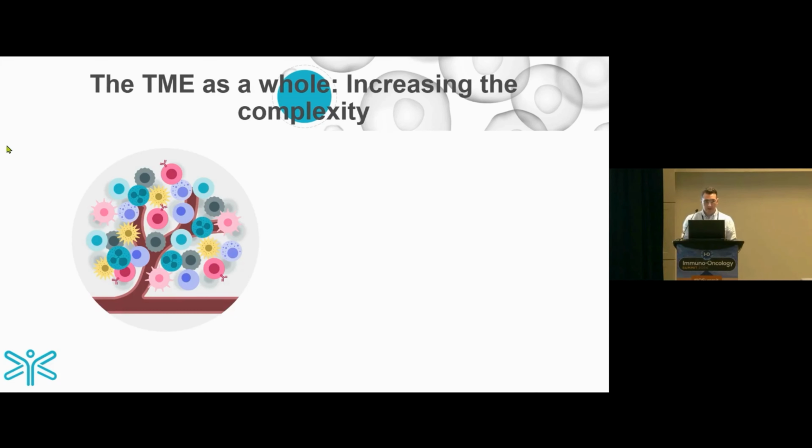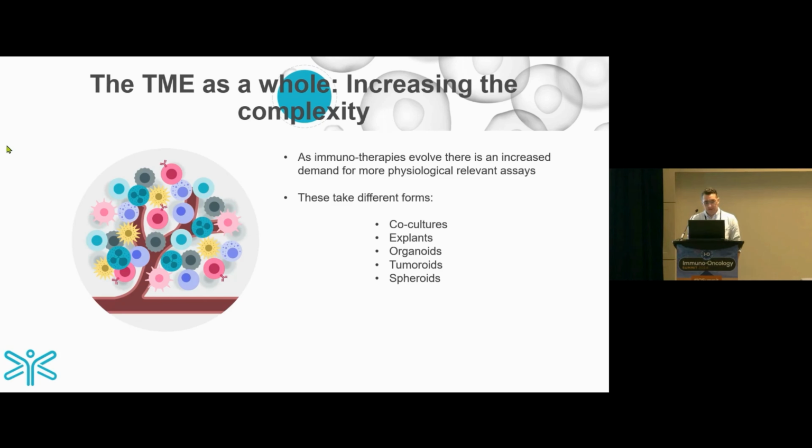So just in the last couple of minutes, I'd like to give you a flavour for what we're thinking about in terms of the tumour microenvironment as a whole, and increasing the complexity of the systems that we can offer. As immunotherapies evolve, there's an increased demand for a more physiologically relevant assay, and we've seen some really nice talks over the last couple of days of people using organoids, tumoroids in their systems. And these take on these kind of explant co-culture systems and 3D assays.